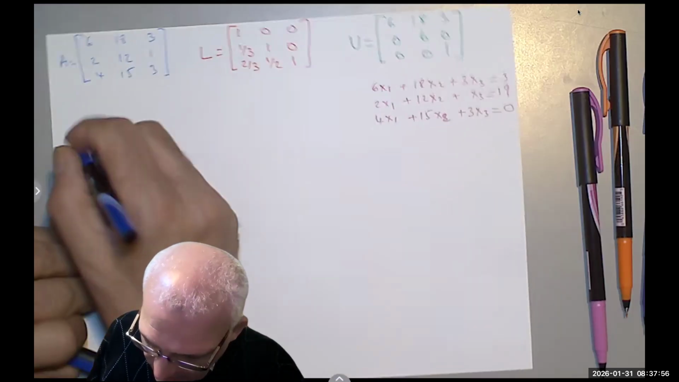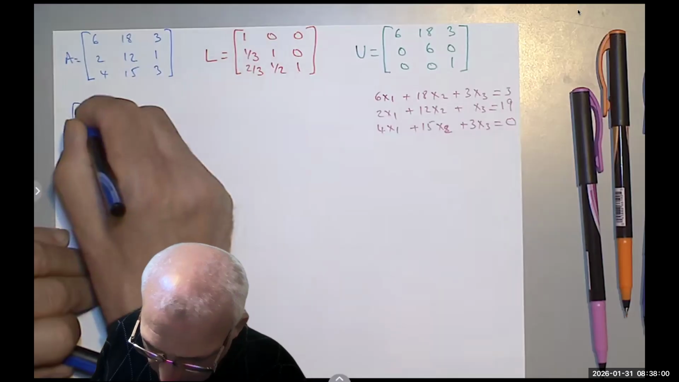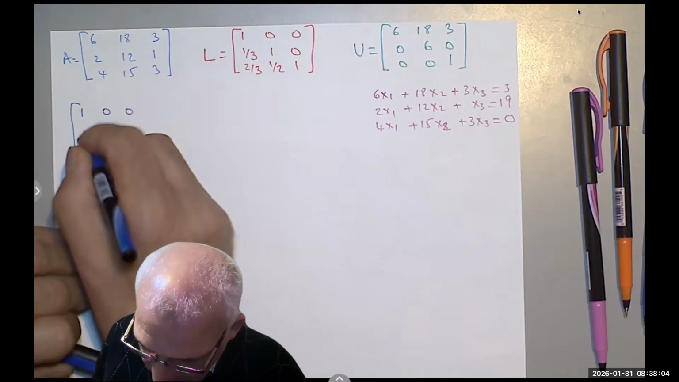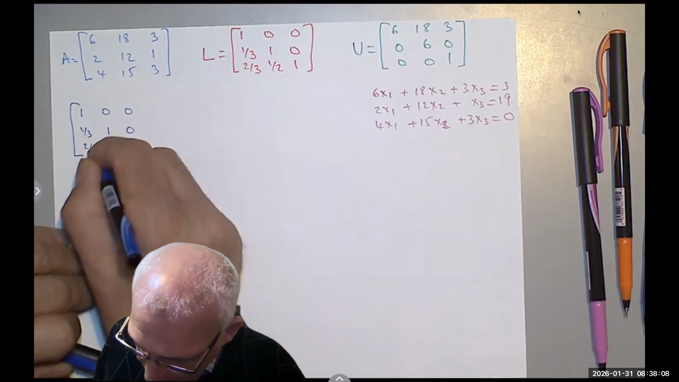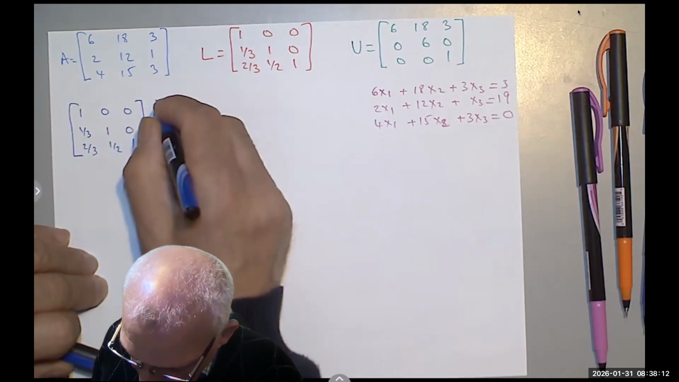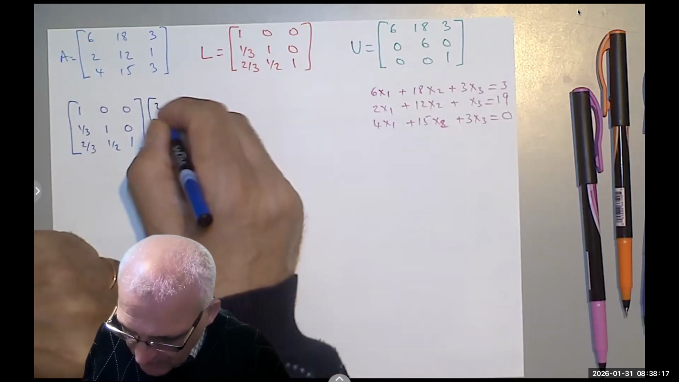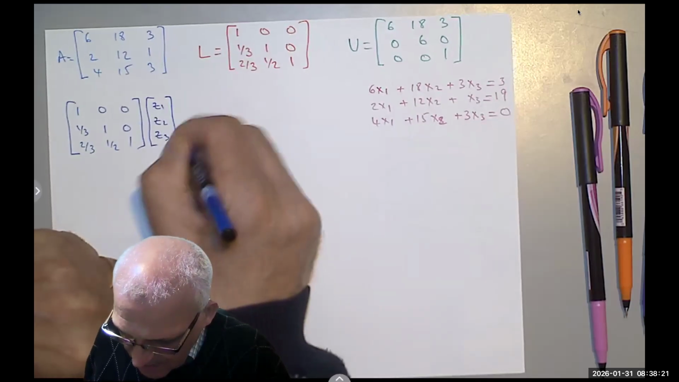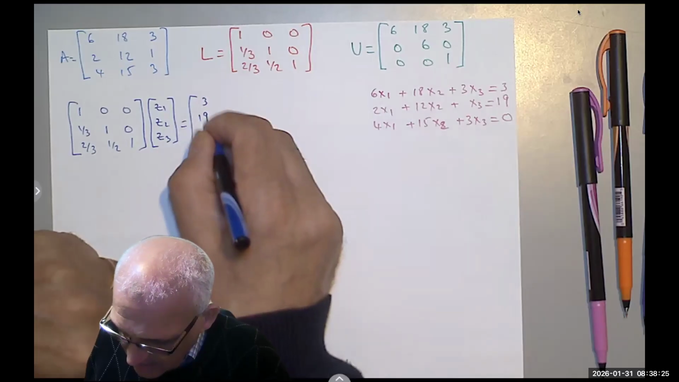So we are going to say L. I'm not going to rewrite L times Z: 1, 0, 0; 1/3, 1, 0; 2/3, 1/2, 1. I just don't want to make it a long session for you. Times Z1, Z2, Z3 equals the right-hand side, which is 3, 19, 0.